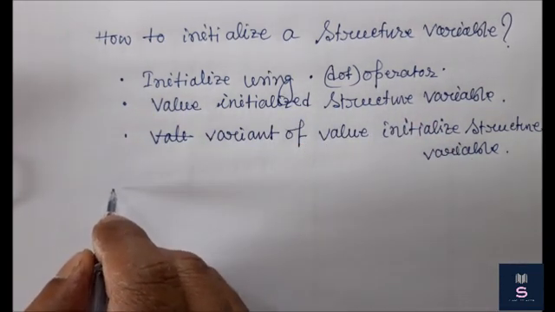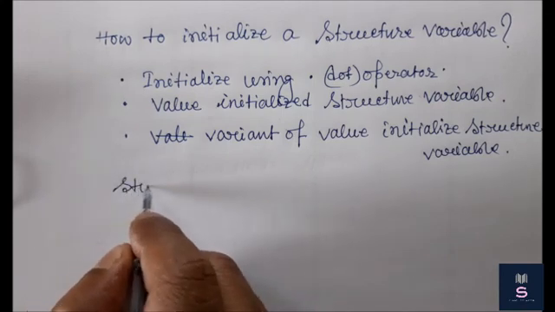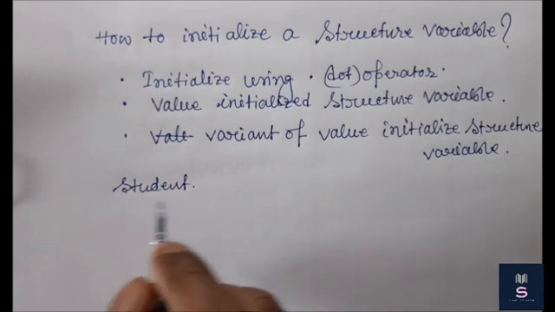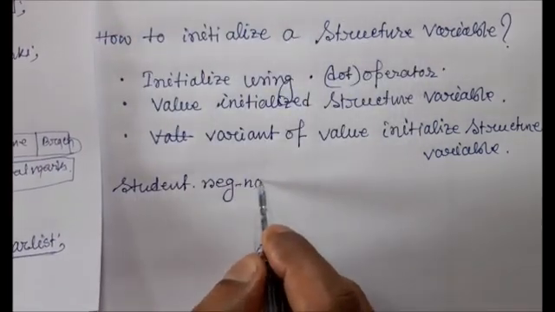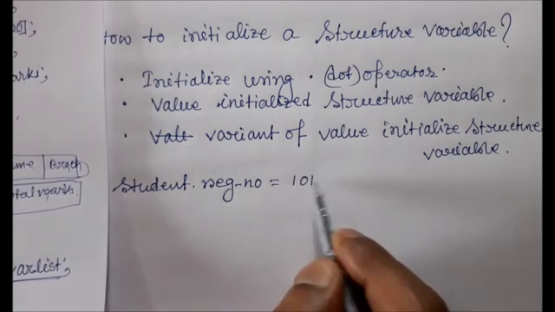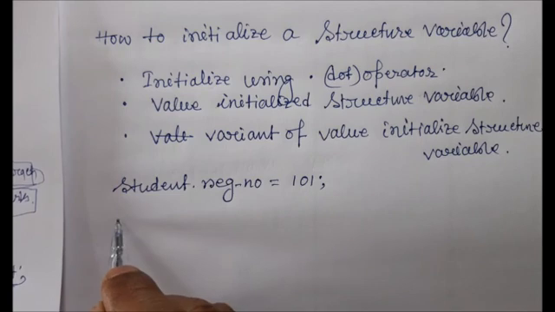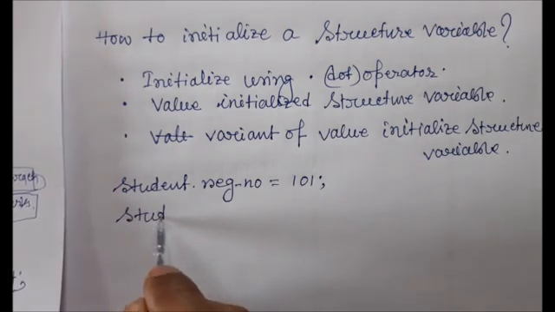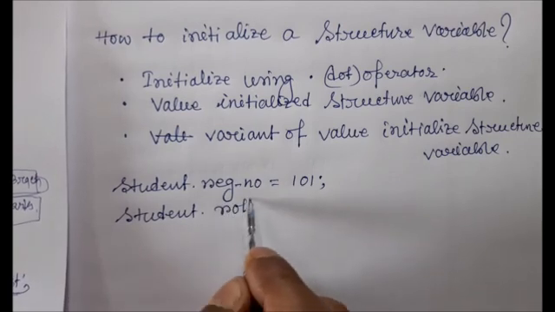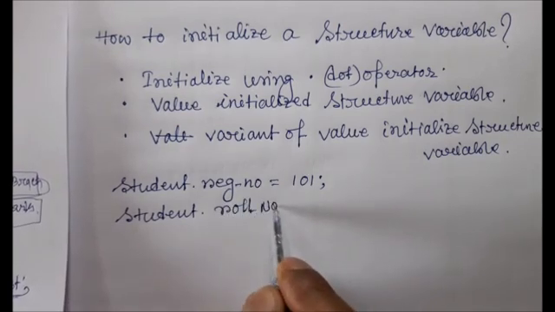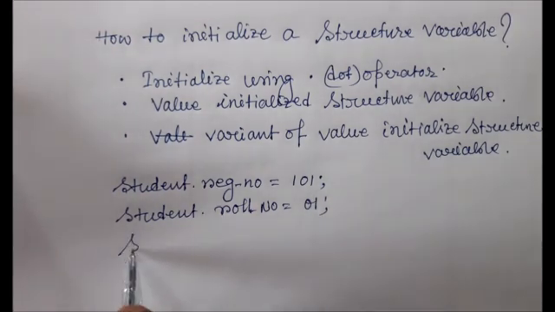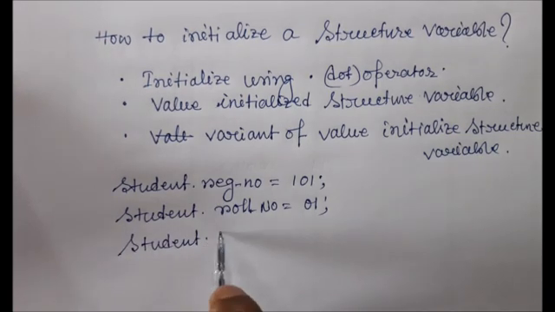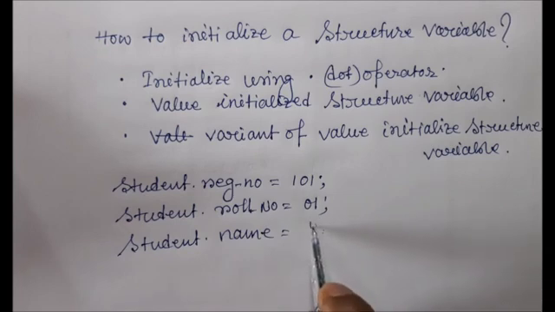First, for example, the name of the structure is student. Student dot, for example, the first field, registration number, which is an integer, so student dot registration number equal to, for example, 101. We can do it in this way. For example, roll number, so student dot roll number equal to, for example, 01. We can give some name also, for example student dot name equal to, for example, Pankaj.